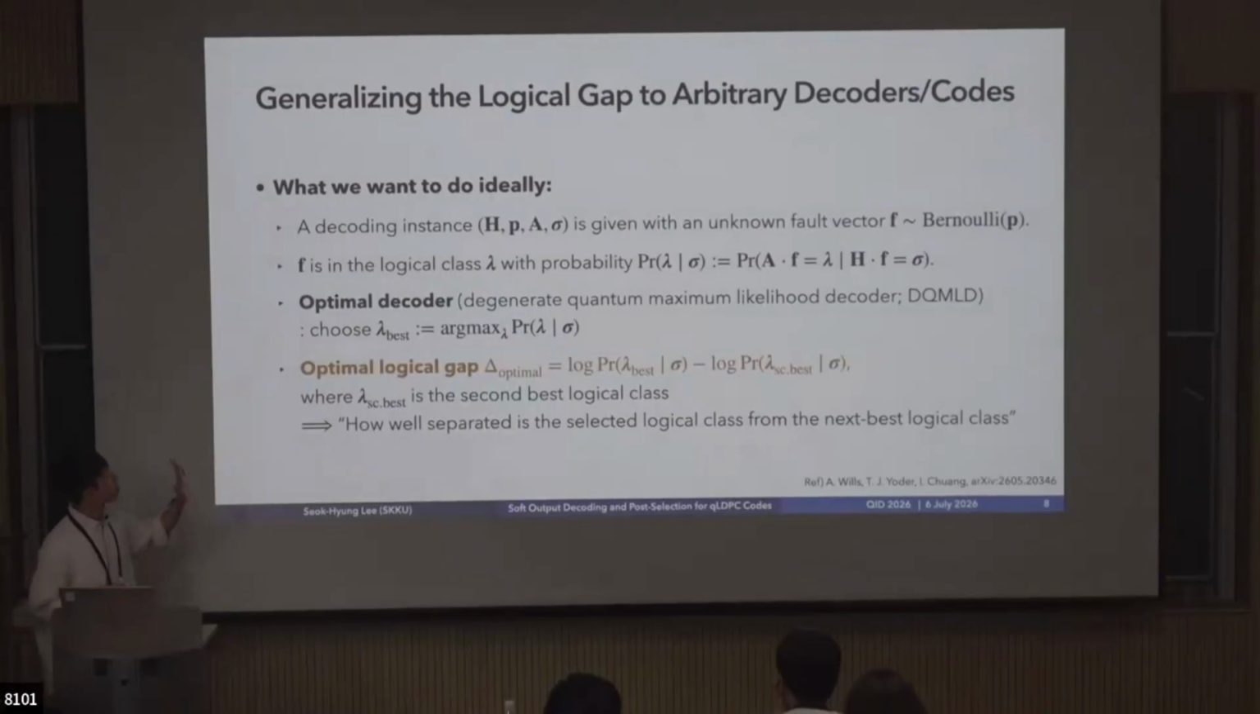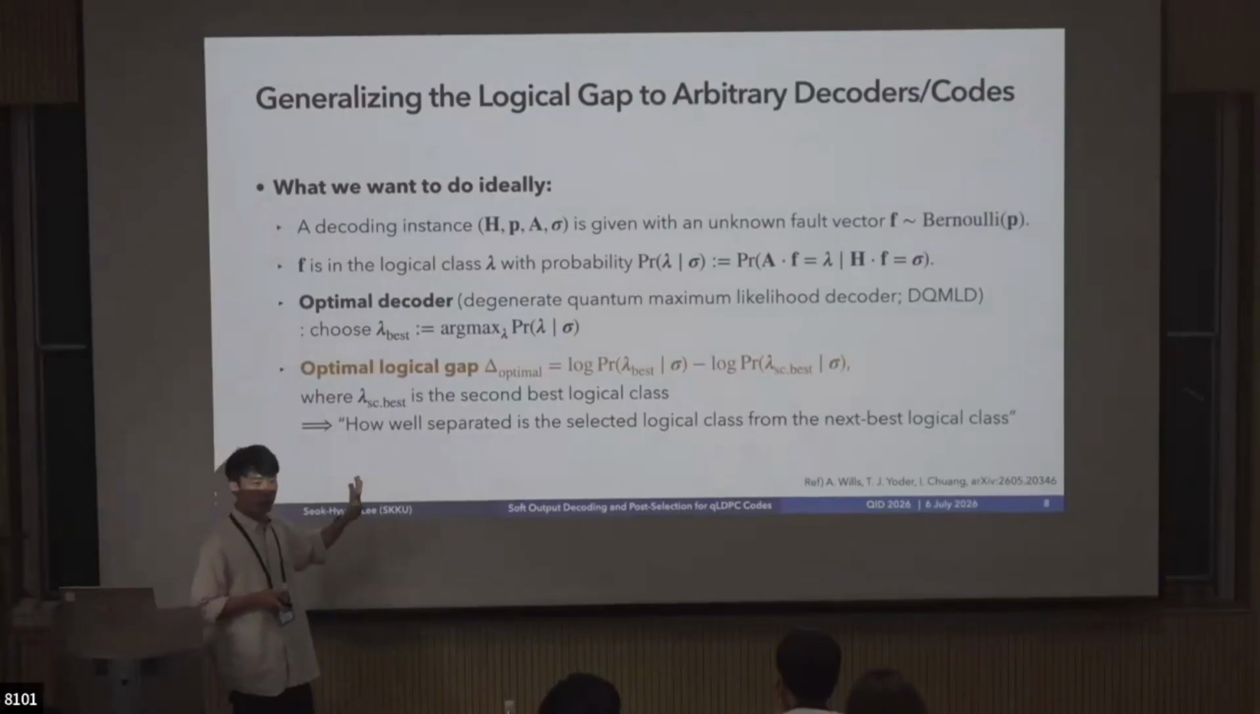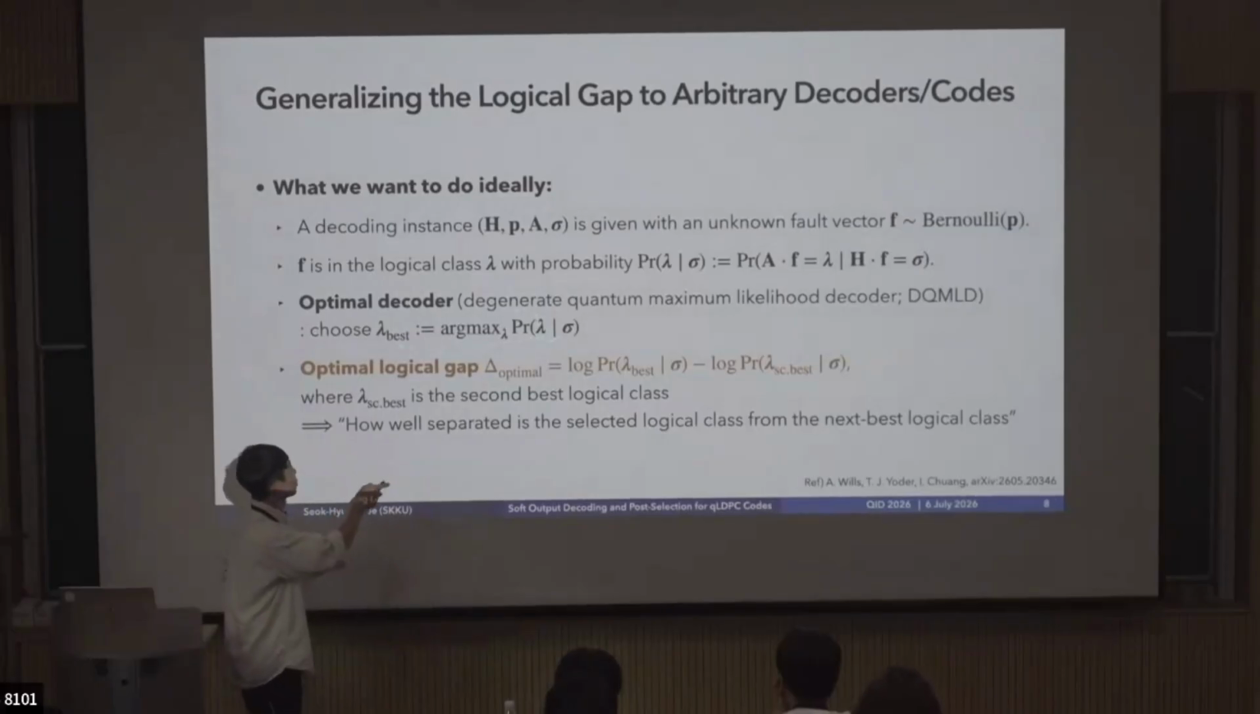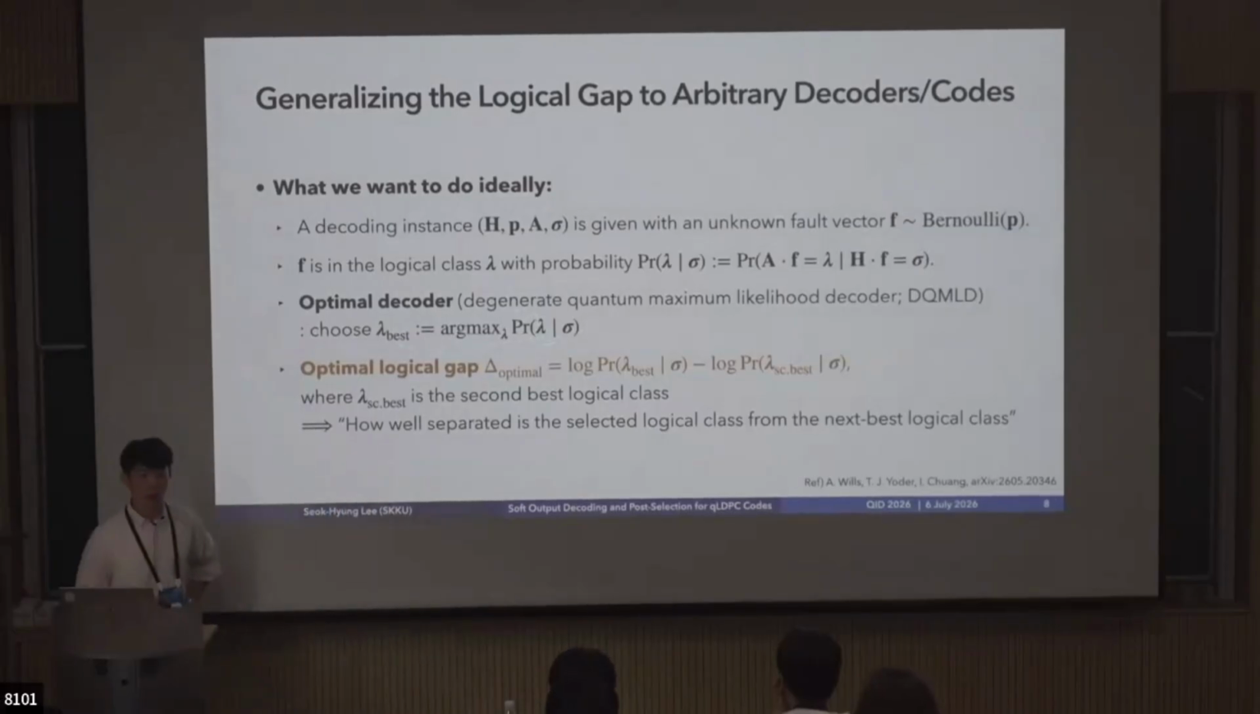However, although we really want to do this, the problem is that it's very difficult to calculate this conditional priority for all the logical classes. So the best you can get is the tensor network contraction. That's right. And you get the second best by contracting a different tensor network. I'm not sure about that. So I'm not sure how to get that.